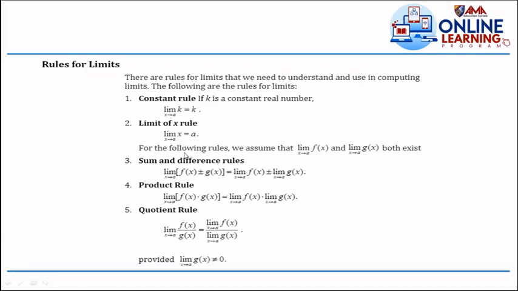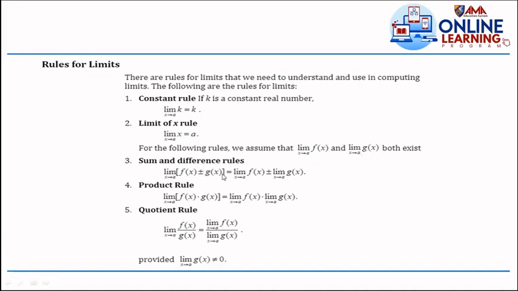And then, for the following rules, we assume that the limit of the function f(x) as x approaches a, and the limit of g, which is a function of x, as x approaches a, both exist. So by this time, we have two functions: the limit of your function f(x) and the limit of your g, which is a function of x.